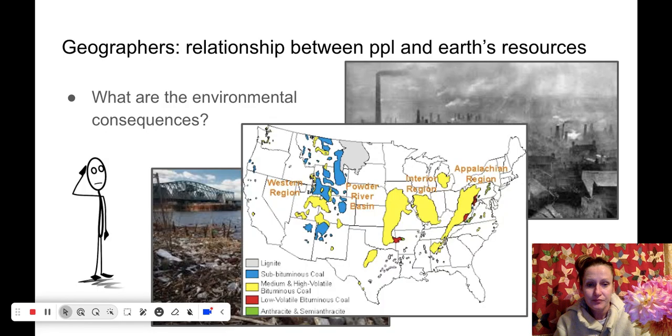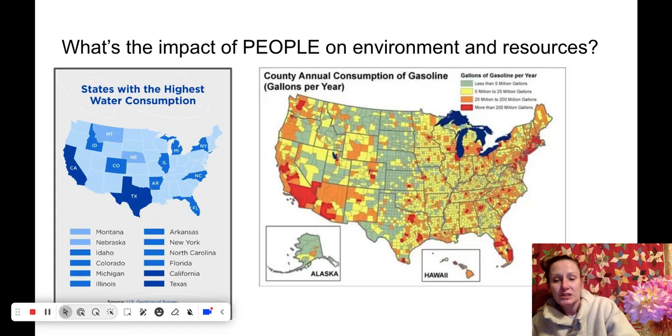Here's just an example of the main coal areas in the United States, right? So as the population increases throughout the country, there's going to be other parts of that country that might need to use their resources to support them, right? So what's the impact of people on the environment and resources as well, right? So what do people do to the environment just by living, breathing, and doing what they do, commuting to work?